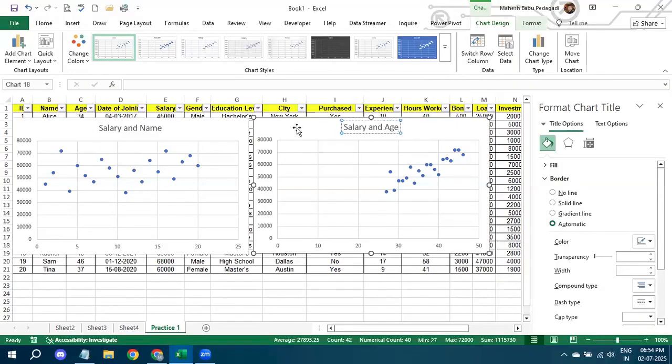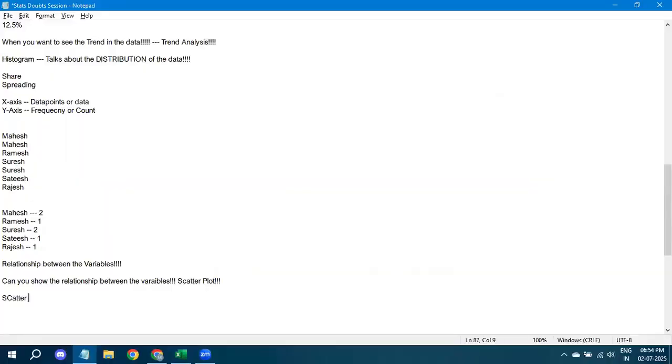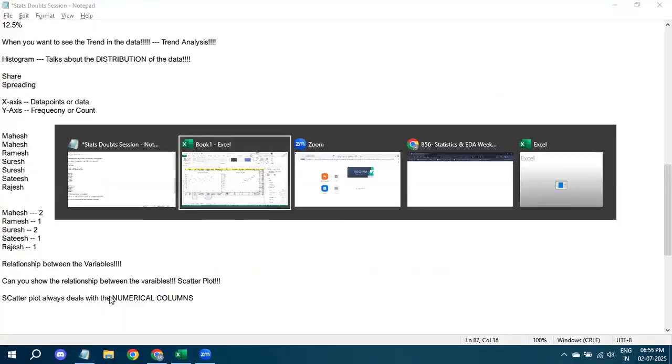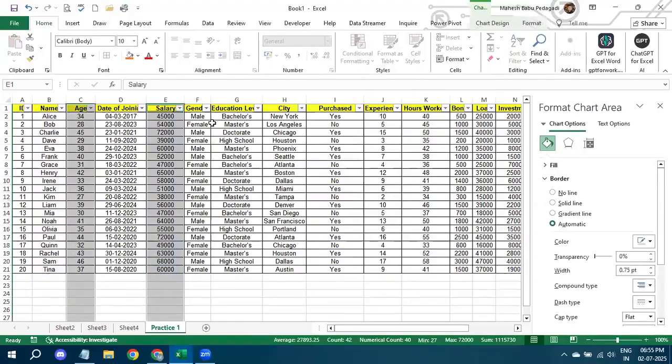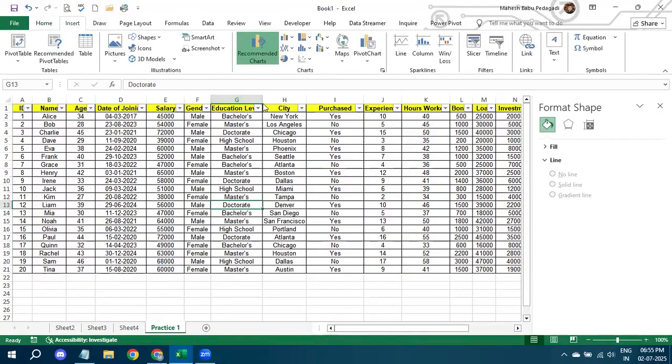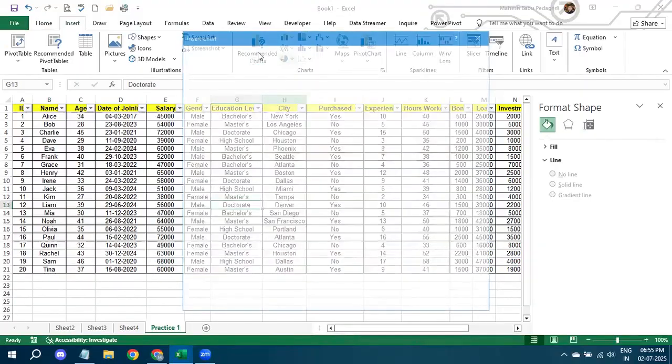That means scatter plot always deals with the numerical columns. Can I perform it on the categorical columns? No. I cannot perform it on the categorical columns. I hope this is clear to each and everyone. Scatter plot. Okay. Next, what are the next plots we have that we use regularly in the market?